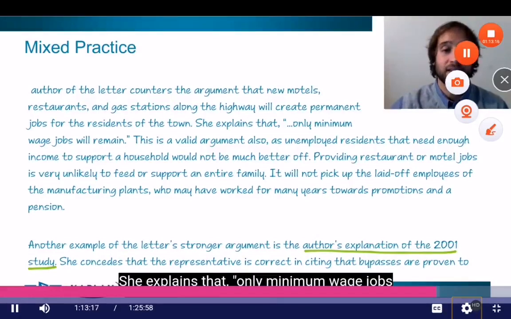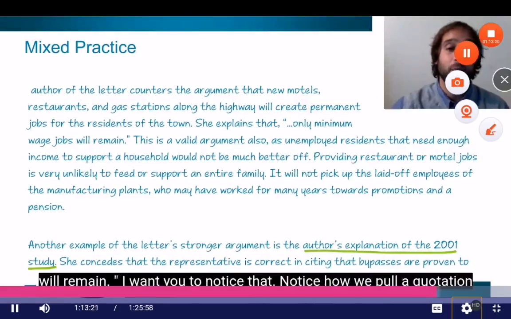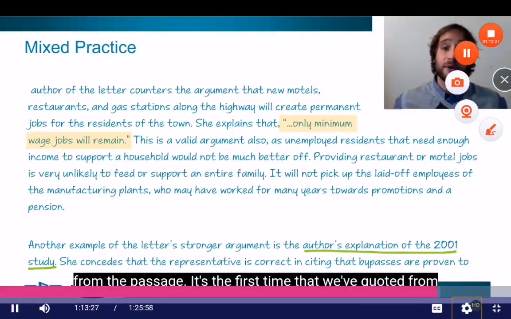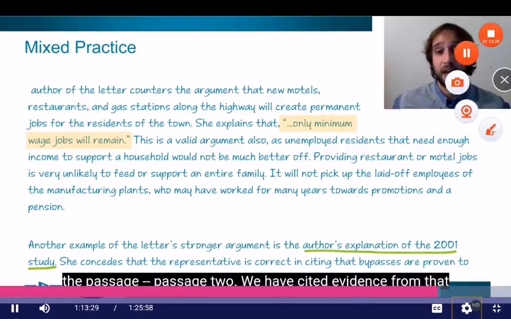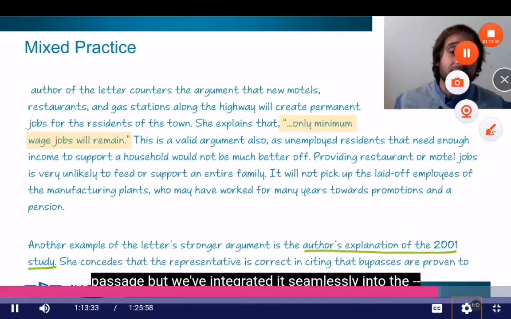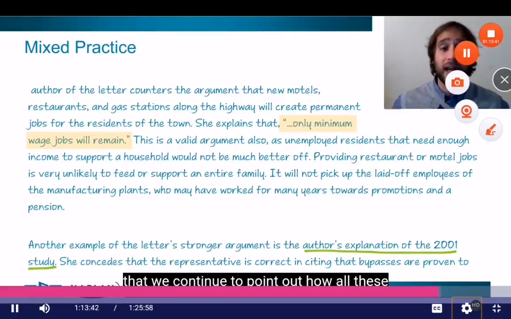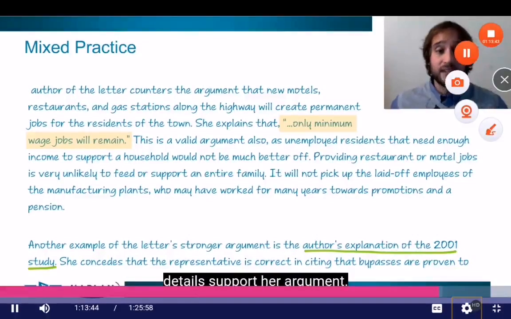She explains that, quote unquote, only minimum wage jobs will remain. I want you to notice that. Notice how we pull a quotation from the passage. It's the first time that we've quoted from passage 2. We have cited evidence from that passage, but we've integrated it seamlessly into the paragraph here. And notice that it's not just an info dump. We continue to point out how all these details support her argument.